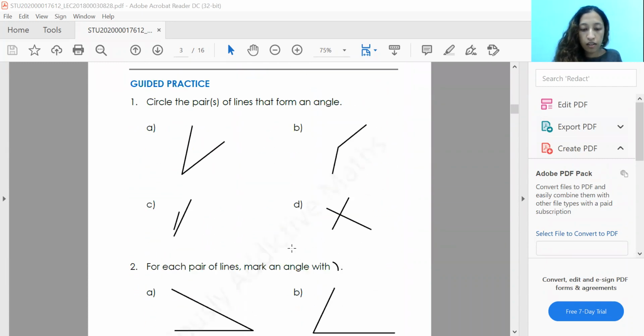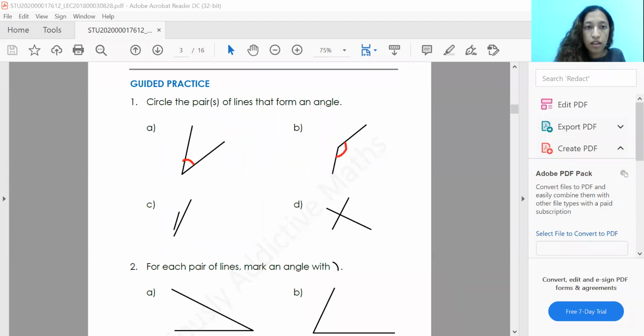Now let us see. Okay, for this page, circle the pairs of lines that form an angle. So as you can see, what did I say is that for an angle to be formed, two straight lines have to meet at a point. So for example, this one, 1, 2, they meet at a point, right? So yes, you form an angle over there. What about this one? You have one straight line, and also you have another one over here. So yes, we can form an angle over here.